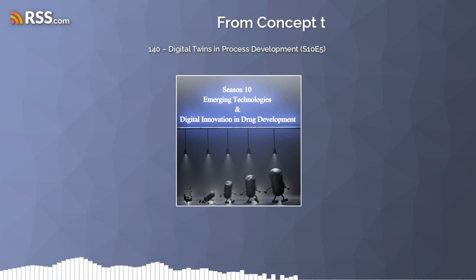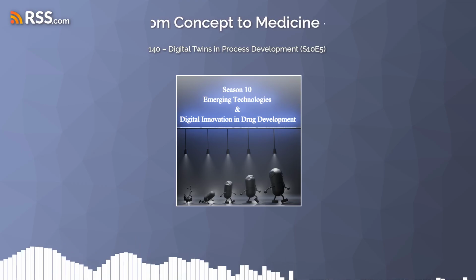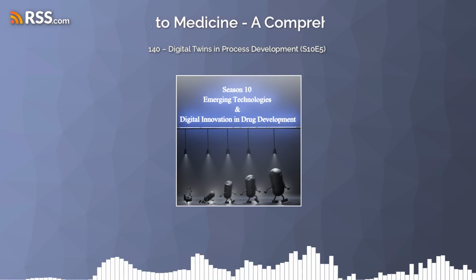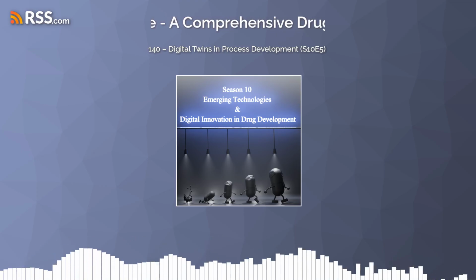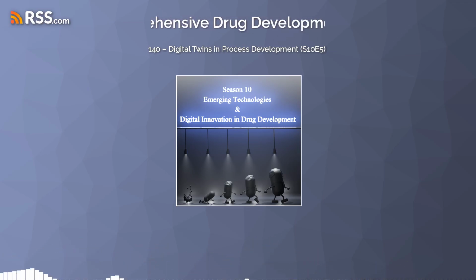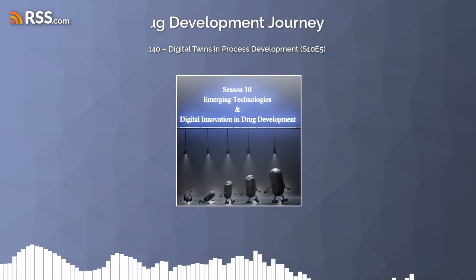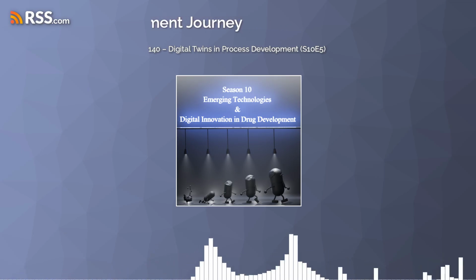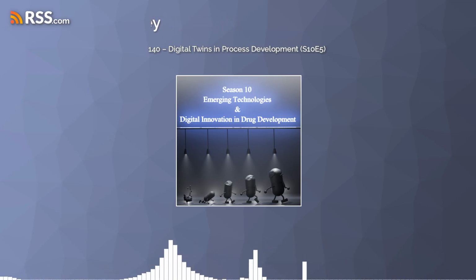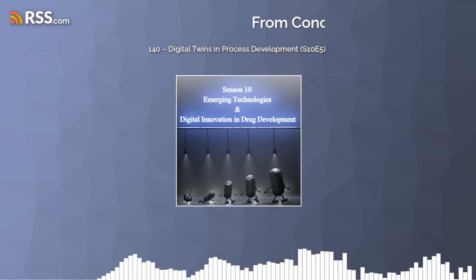Today we're tackling something pretty transformative in manufacturing, digital twins. Right. And maybe forget the sci-fi image of robot doubles. This is about virtual copies of actual processes. Exactly. Think of it as creating a really detailed virtual replica of a manufacturing process.